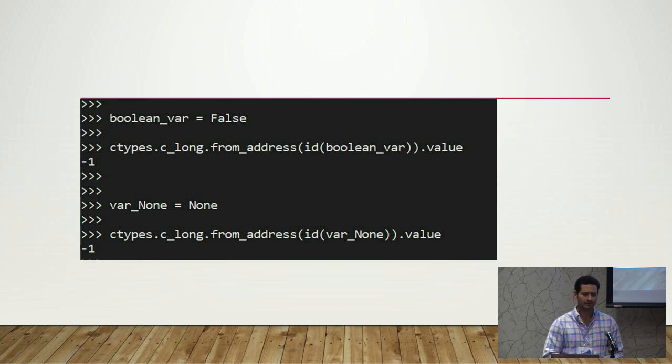Also, what I found interesting, my version is 3.12. I assigned some singleton data types like False, None, booleans. Interestingly, the reference count was -1. I will explain why it happened.